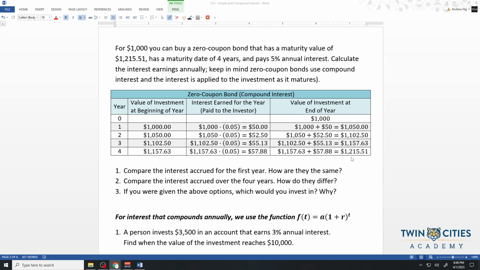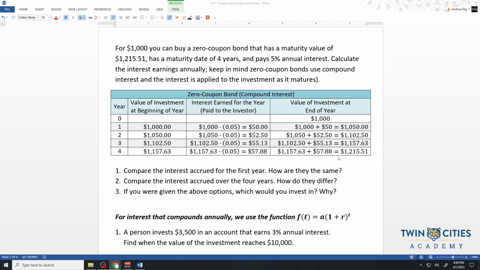$57.88. And so at the end of it all, you have $1,215.51, which is not a lot more, but it is more than simple interest, because if you remember, simple interest was a flat $1,200. Here, you've got an extra $15.51, and that's just after 4 years. Imagine, if you will, if you left it in there for quite a few more years. Let's say 10 years. Let's say 15, 20 years. The difference between simple and compound is going to grow further and further and further.